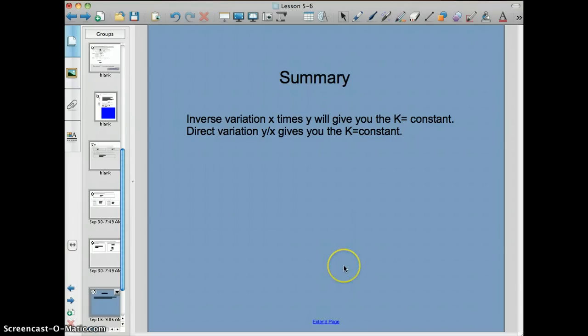Great job today. Hope you got this lesson. Again, you can always replay it, and I would definitely make some vocabulary flashcards for direct variation and inverse variation with the forms of them. It's an important thing to just basically memorize.